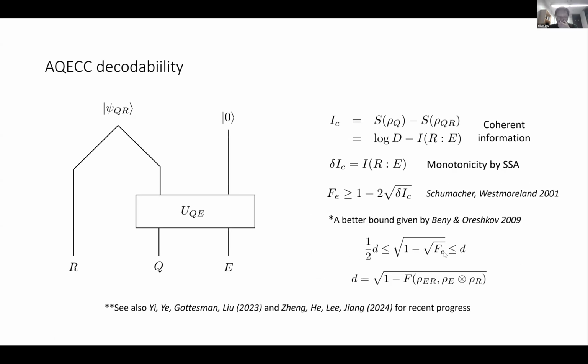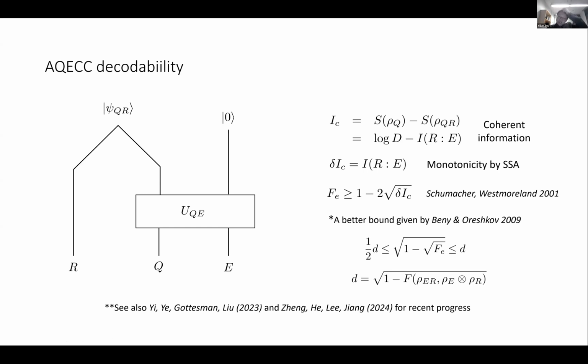And actually, this can be readily generalized to the approximate case, where you just compute the mutual information between the reference and the environment. If the mutual information is 0, that means the reference and the environment are decoupled, and that means perfect error correction. But if the mutual information is small, that also means the information can be partially recovered, which is given by this inequality: the entanglement fidelity must be greater than 1 minus 2 times the square root of delta, where delta is the mutual information I(E;R).